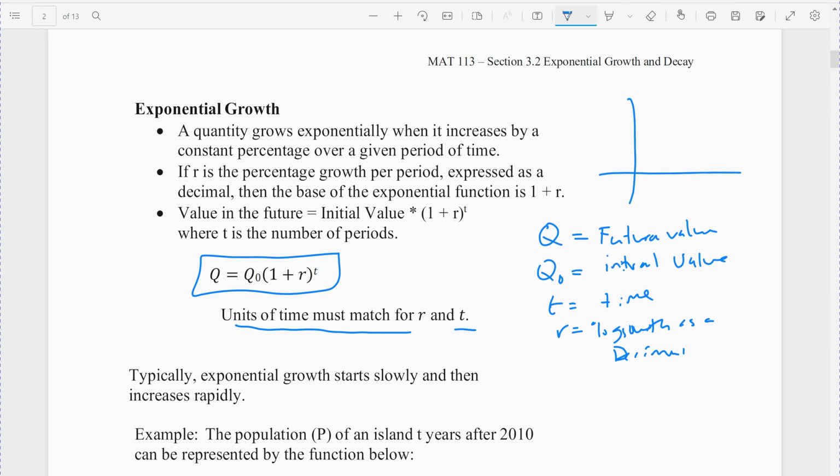The picture would be at time 0, we'd start at our initial value, Q naught, and then we'd grow it. It grows slowly at first, and then all of a sudden it takes off. So it's no longer a line. It starts slow, but then after a small period of time it shoots up really fast. The bigger the percentage, the faster it shoots up. If you have a big rate of growth, it grows fast; a small rate of growth, it grows slower. But that's the shape of the graph.